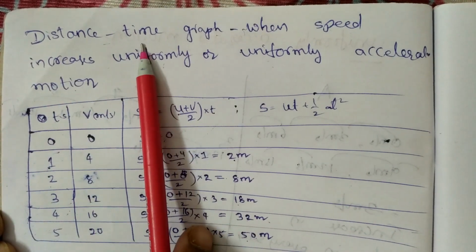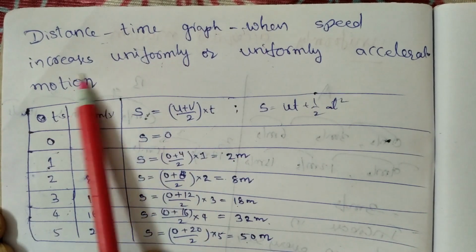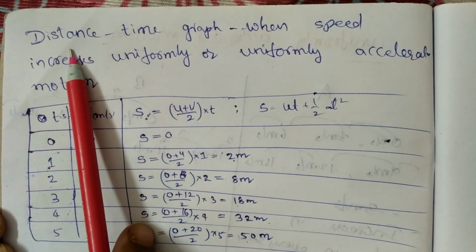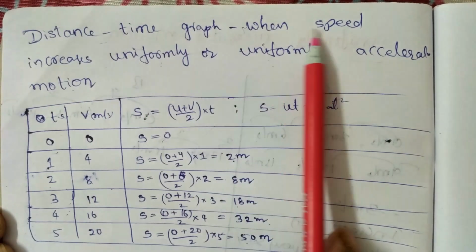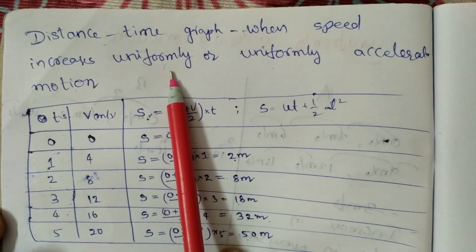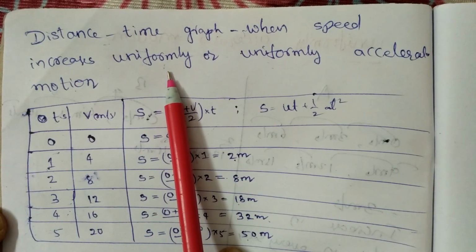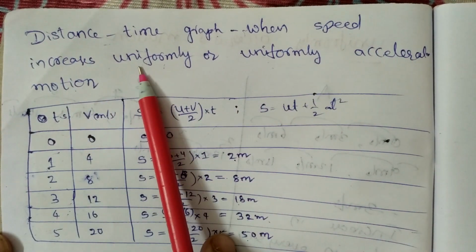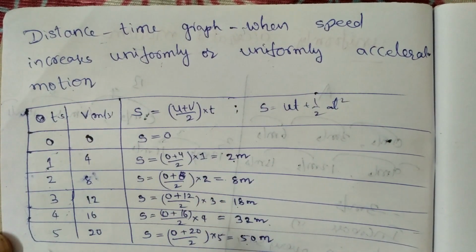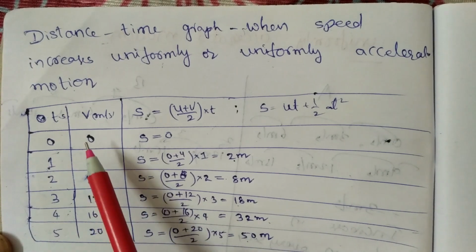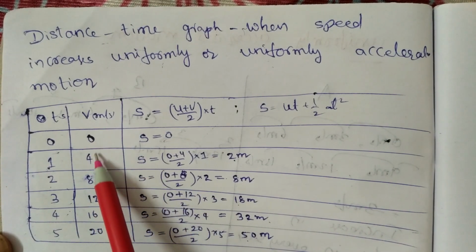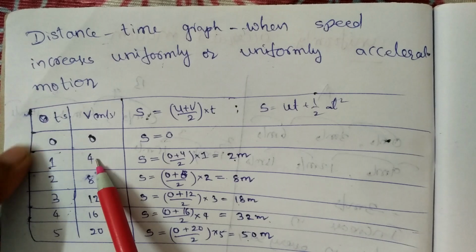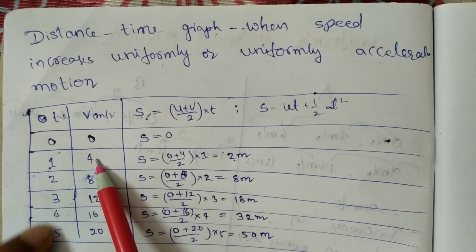Distance versus time graph when speed increases uniformly, or displacement versus time graph when velocity increases uniformly, right? So let us consider one example. Here the speed should increase uniformly. So let us consider that in every second the velocity is increasing like this, 0 to 4. Here we consider time in seconds: 1, 2, 3, 4, 5.